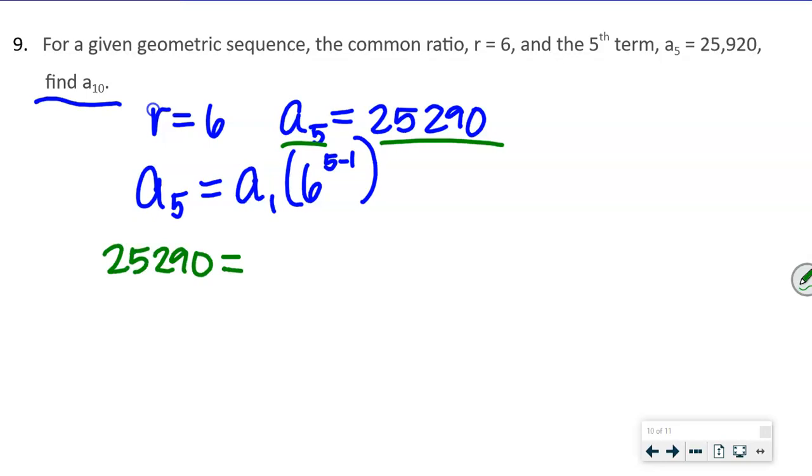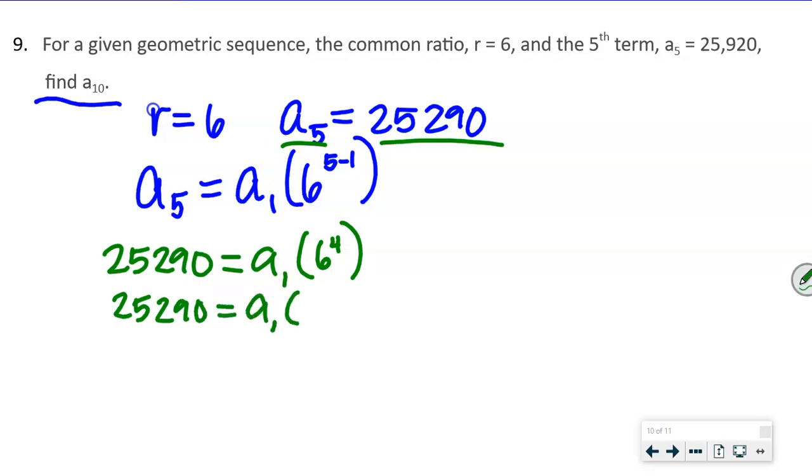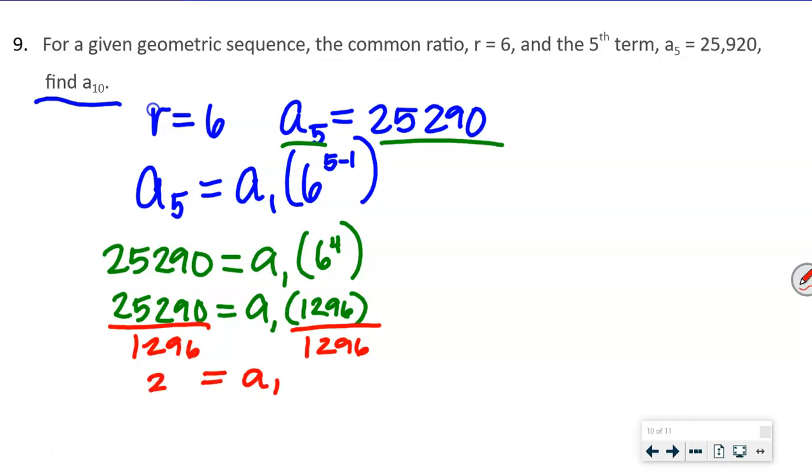25,290. And then that's going to enable us to solve for a1, because this is going to be 6 to the 4th, right? So this is 25,290 equals a1 times, and this was 1296. So how do we get rid of the 1296? If we were multiplying, we divide, right? So we're going to divide both sides by the 1296. So that means our first term is going to be 20.